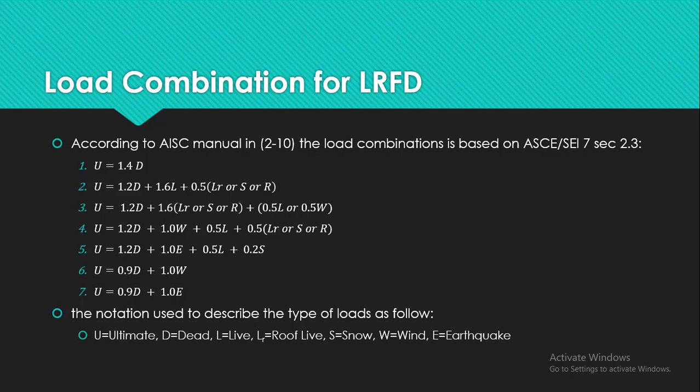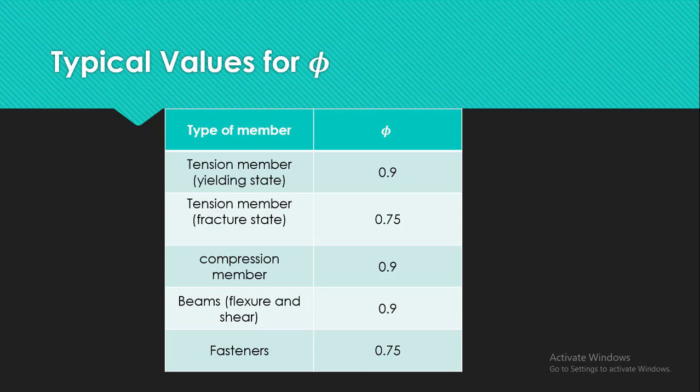These symbols are explained below in the notations: U for the ultimate, D for dead, and etc. The first two are the most used in steel design. Okay, here in this table are some typical values for phi. As we see, phi for the tension member in the yielding state is 0.9, while in the fracture state it is 0.75. The difference here is related to our understanding of this phenomenon.